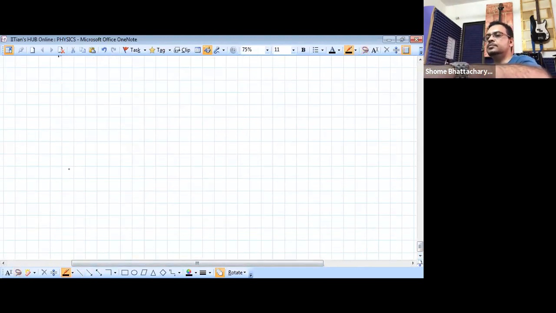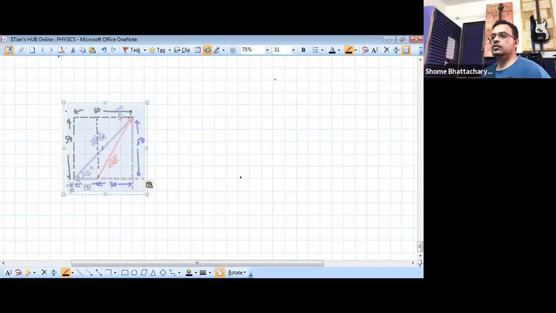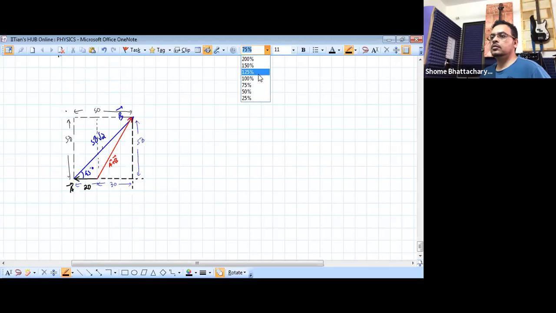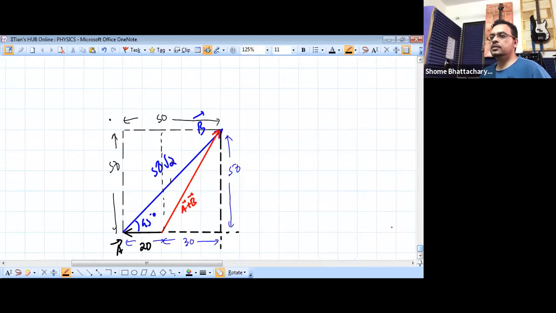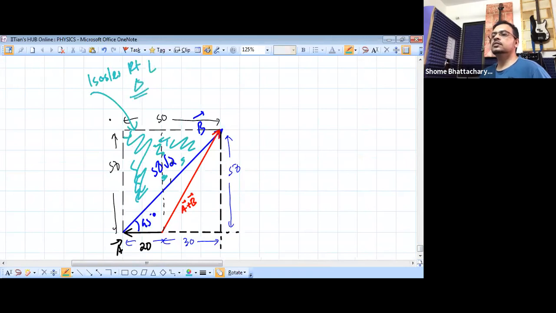So within the diagram, I have two triangles. You concentrate on this triangle which I'm going to shade now. Okay. This triangle. This triangle. See. This is which type of triangle? This is an isosceles right angle triangle.